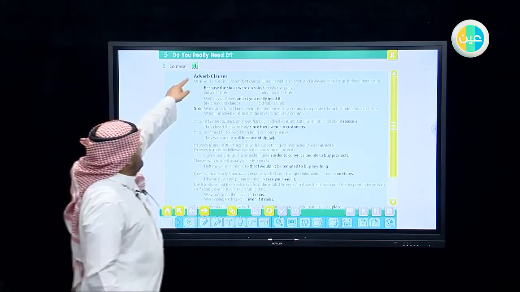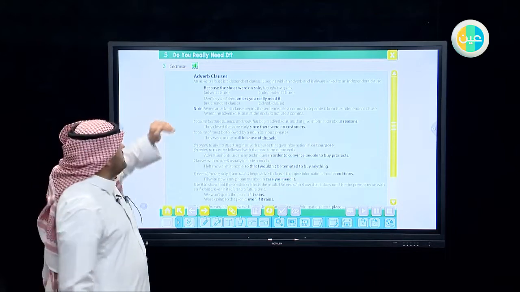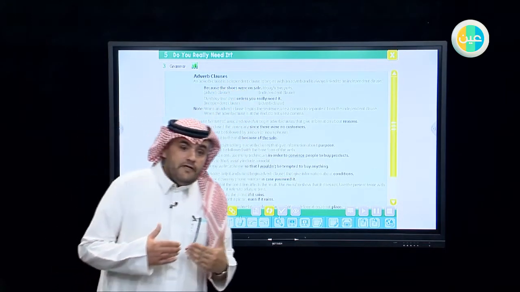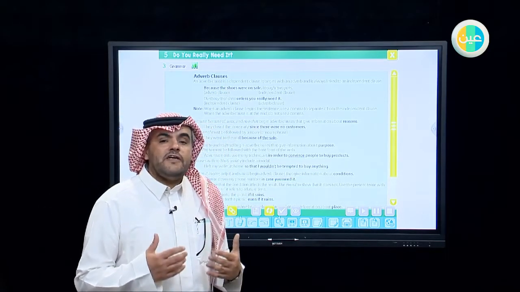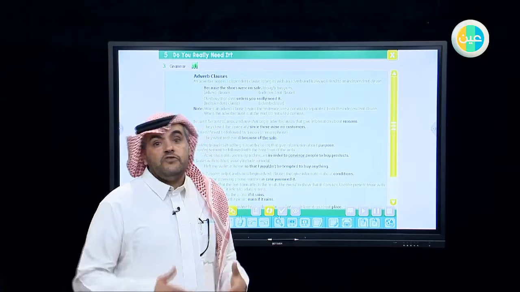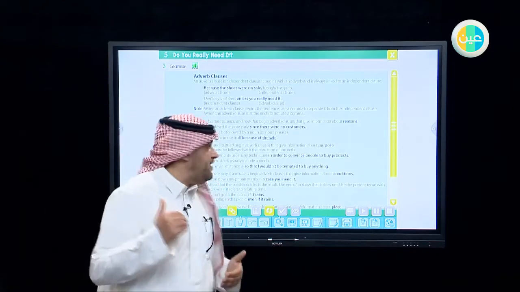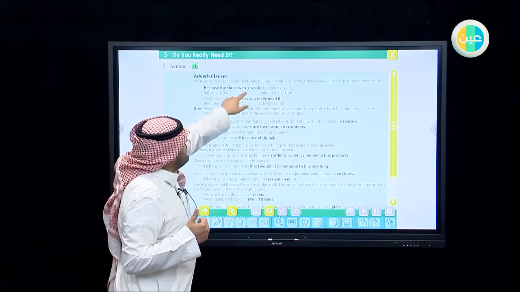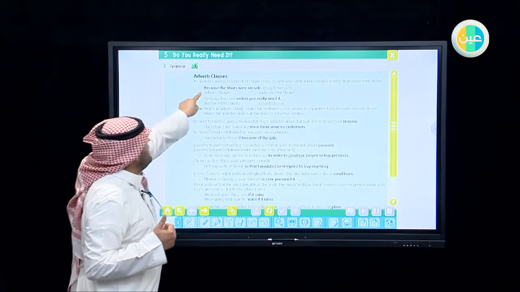So, adverb clauses. What are adverb clauses? An adverb clause is called a dependent clause. What's the meaning of dependent clause? A dependent clause is a clause that is not considered a sentence because it depends on the other sentence that follows it or precedes it. Like this example: because the shoes were not on sale. This is not a complete sentence. This is called an adverb clause.